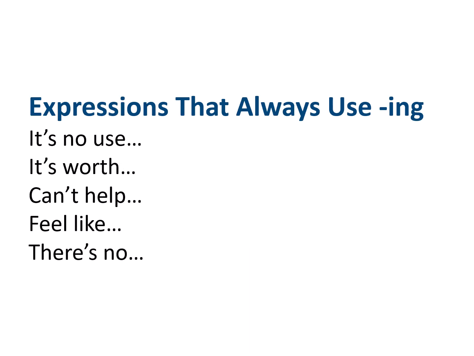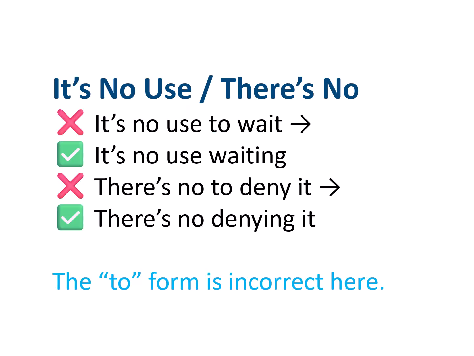Some expressions in English are always followed by the ing form. These include, it's no use, it's worth, can't help, feel like, and there's no. You should never use to after these. Use the gerund after these patterns. Say it's no use waiting, there's no denying it. The to form is incorrect here.